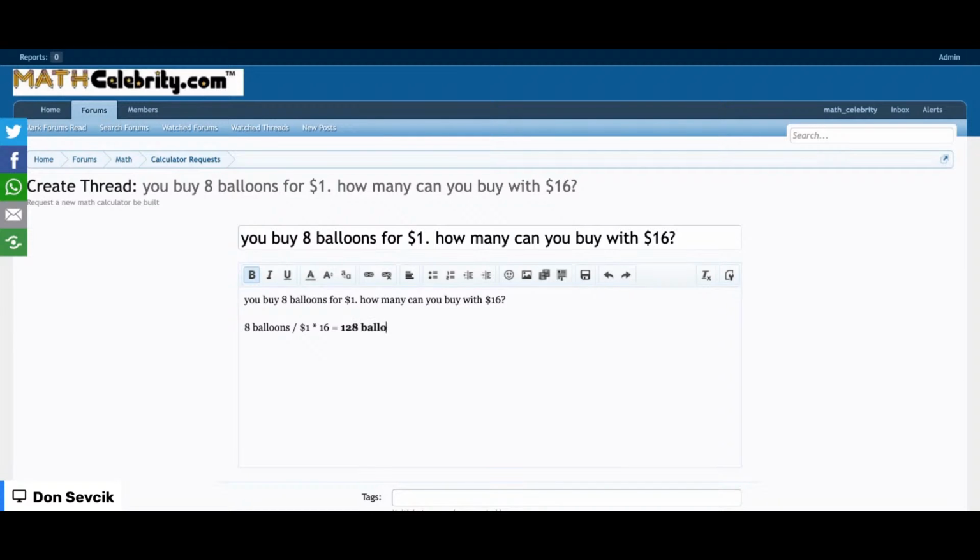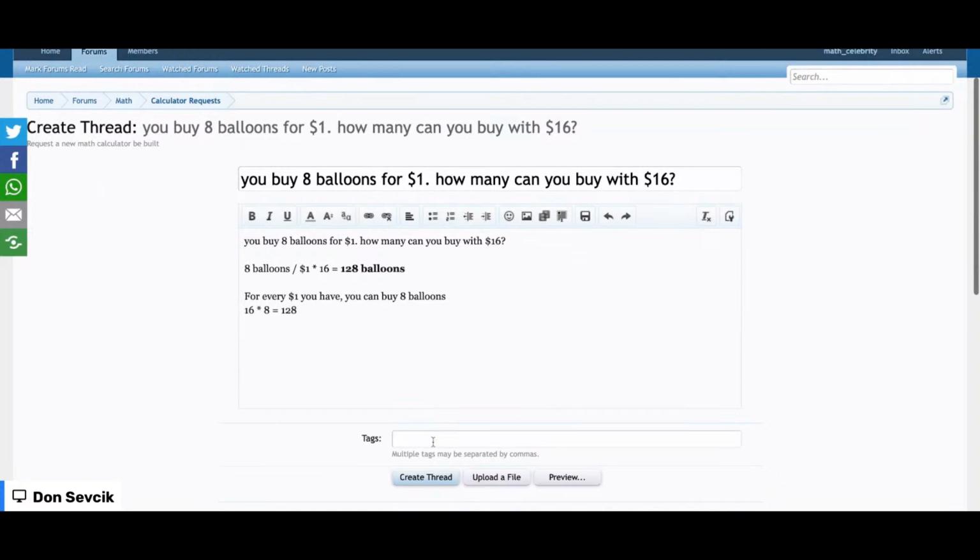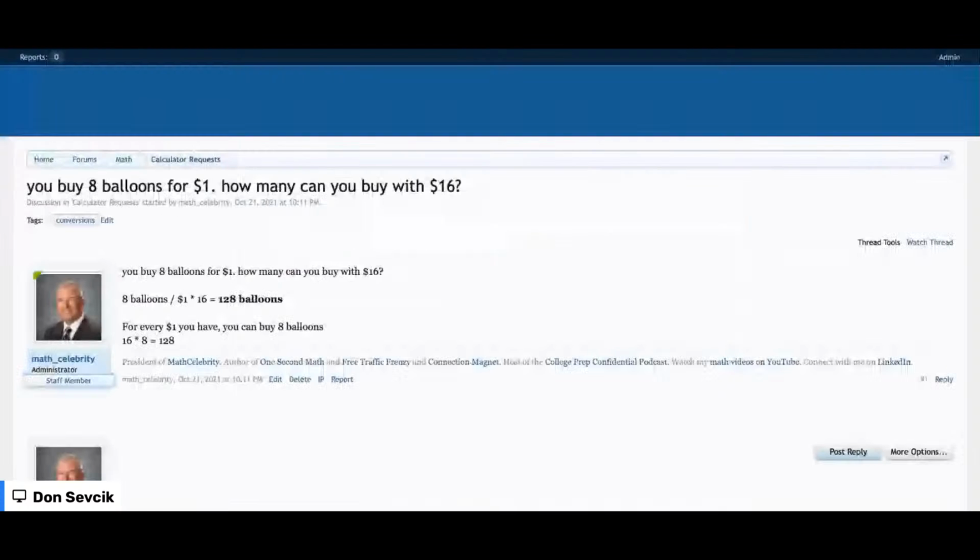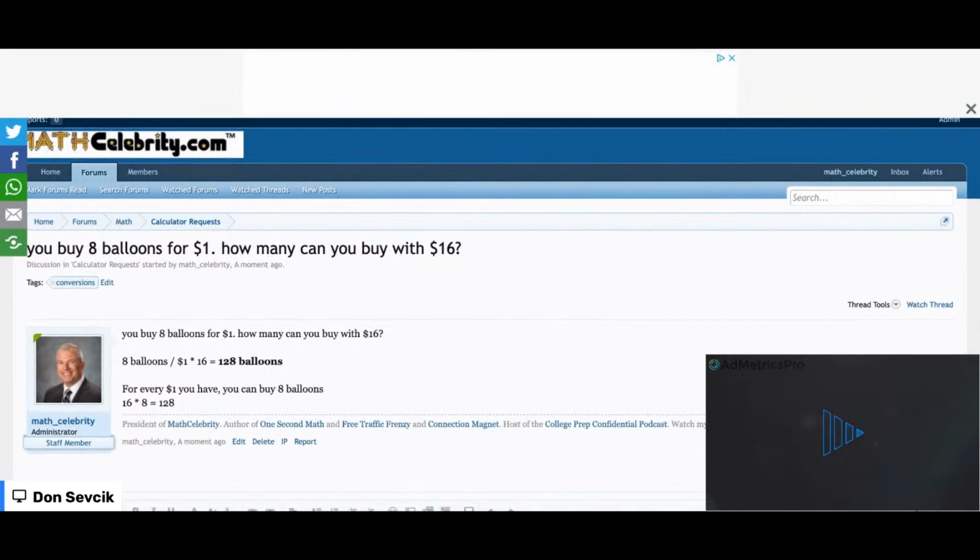128 balloons. So if it's 8 per one, you could read this as, for every $1 you have, you can buy 8 balloons. So $16 times 8 balloons equals 128. 8 balloons per $1. So it's the same thing. So this was a conversion problem. All right.